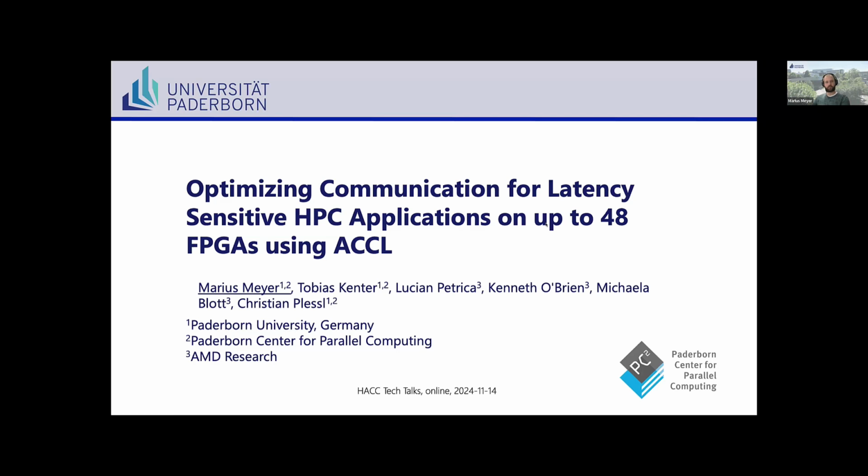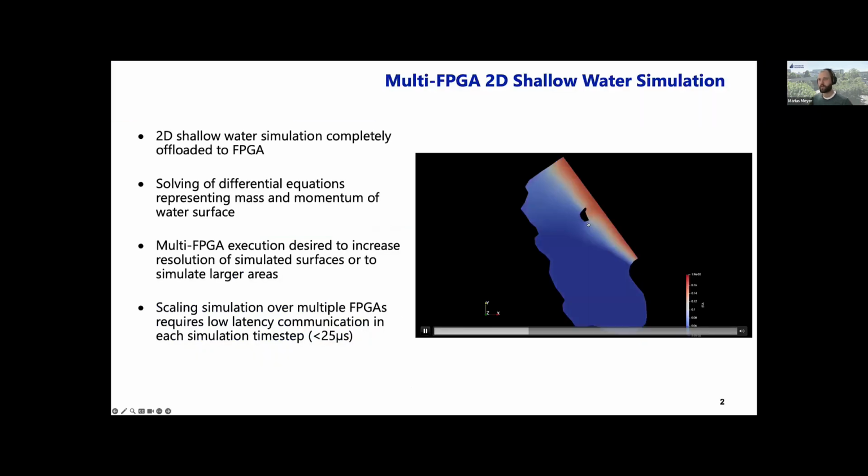Therefore, we looked into a 2D shallow water simulation. In this brief overview, you can see some simulation output on the side. This 2D shallow water simulation can be used, for example, to simulate ocean tides or dam break scenarios.